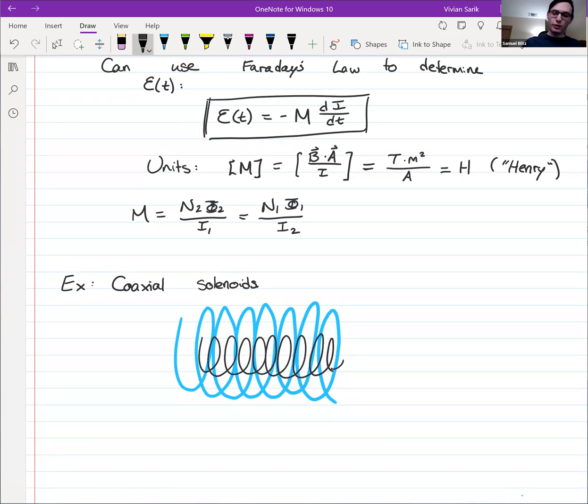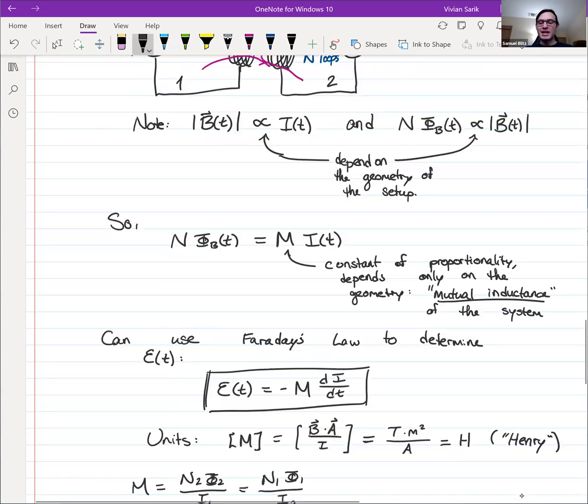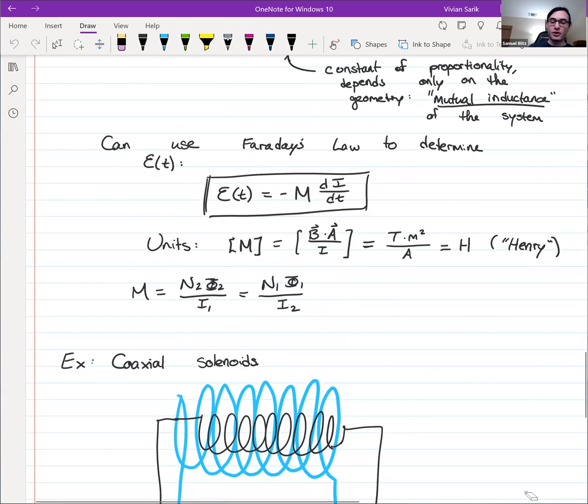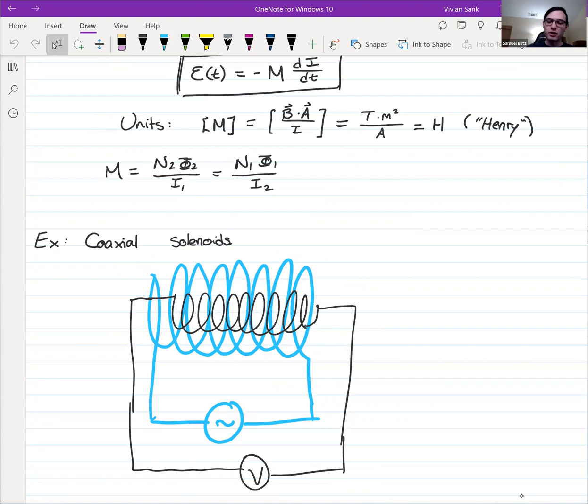So we have current flowing through the blue one with a variable current source. And then we're measuring the voltage on the black one. So this is the same circuit that I drew before. It's just now this whole circuit is inside the other circuit. But you can see that if there's current flowing through the blue solenoid, then you'll have flux flowing through the black solenoid. Yeah, inductors are just solenoids, and we're going to get to that today, hopefully.